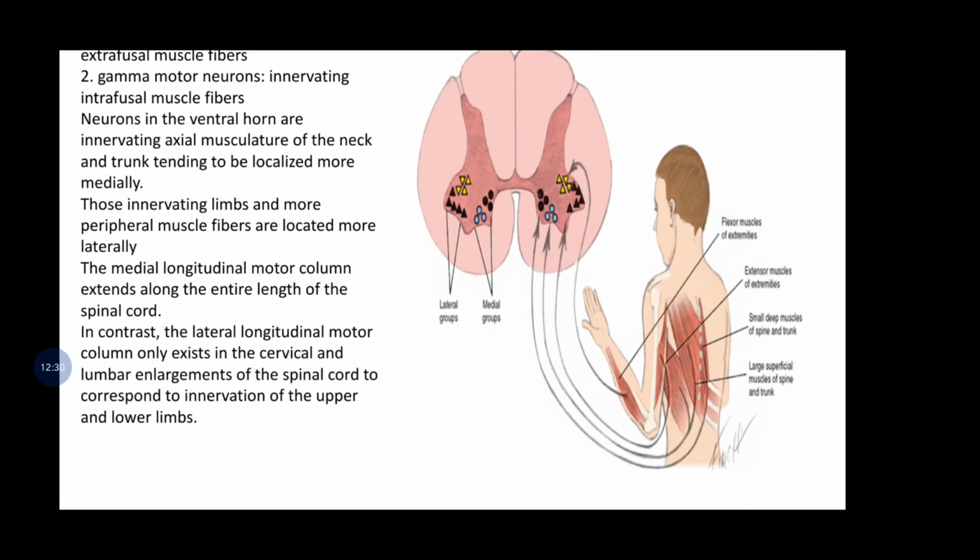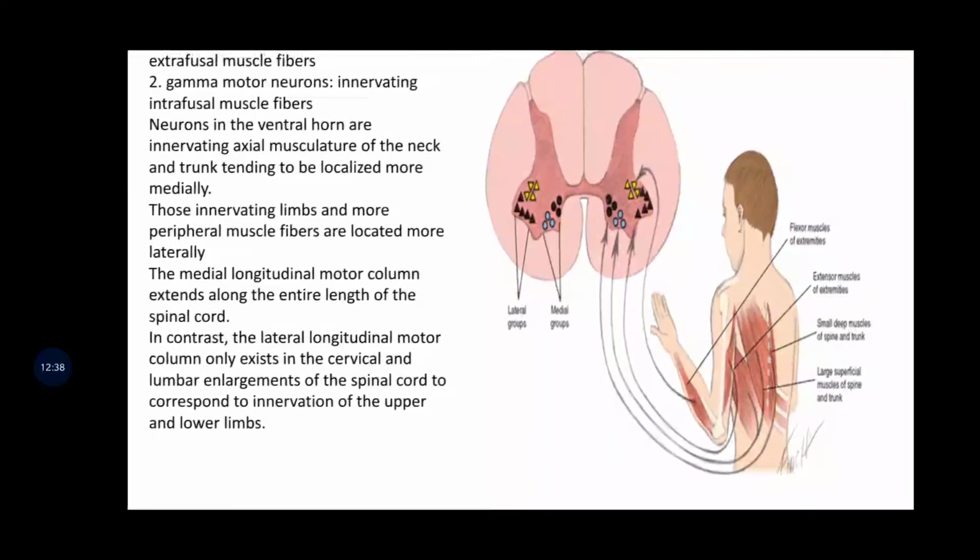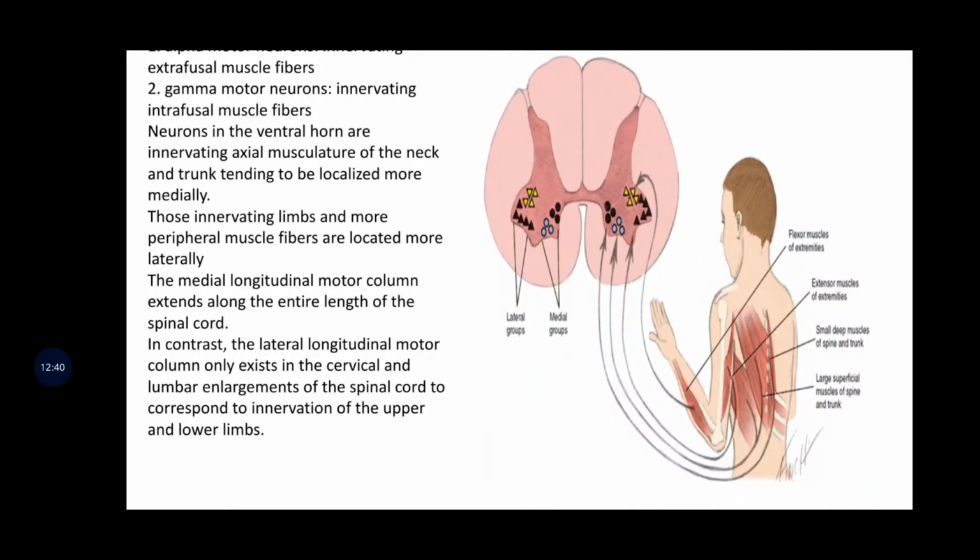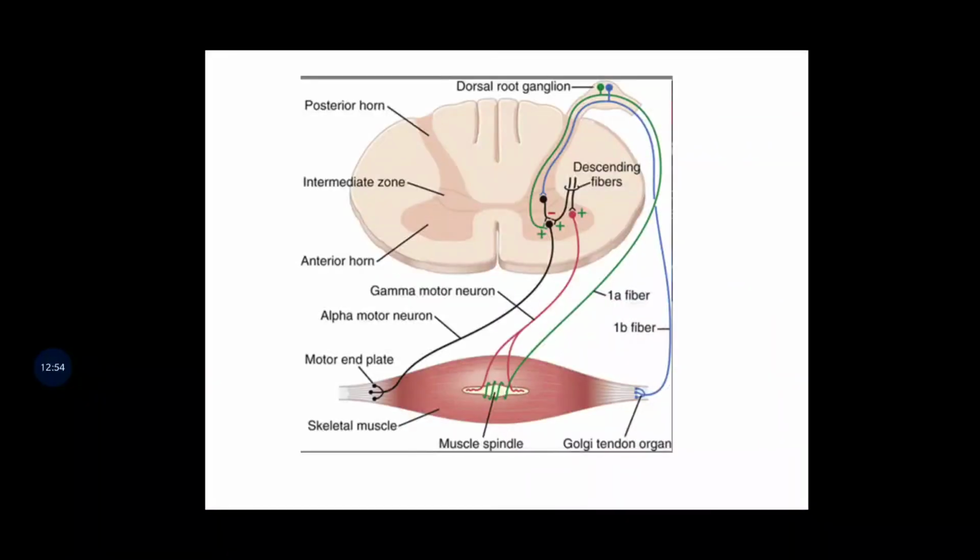Which neuron is supplying the spine and trunk, and which axon is supplying the extensor muscles of the extremities and the flexor muscles also. In contrast, the lateral longitudinal motor column only exists in the cervical and the lumbar regions. So the lateral motor column is only up to the cervical and lumbar parts of the spinal cord, corresponding to the innervation of the upper and lower limb.